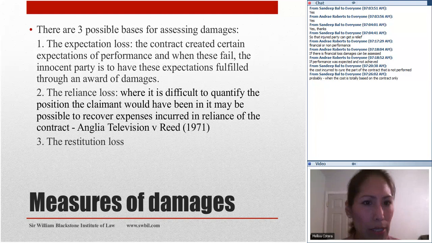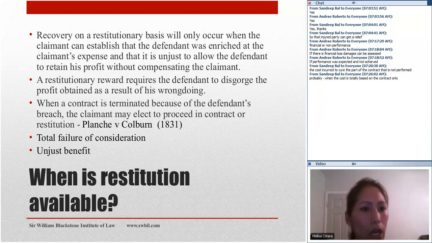The other basis for assessing damages is restitution. When is restitution available?